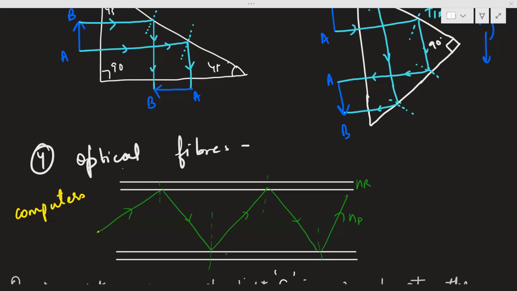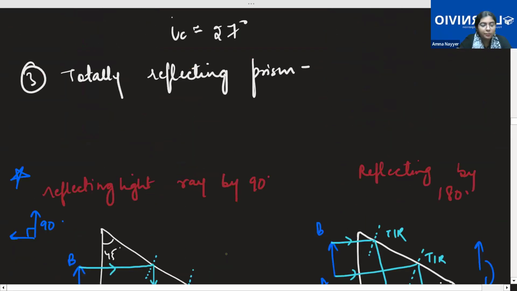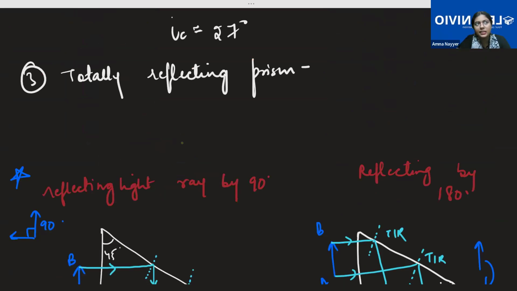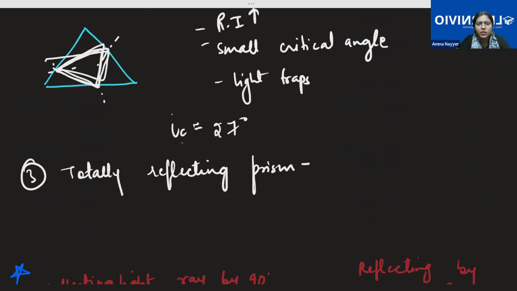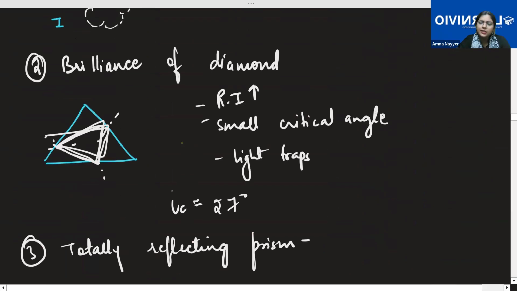What, Wesley? Are you saying something? I'm done. You're done? Yes, ma'am. So the TIR topic is complete. Now I'll start with spherical refracting surfaces and lens. I'll try to cover spherical refracting surfaces tomorrow itself. There's a small derivation, so I'll cover it tomorrow only, okay?